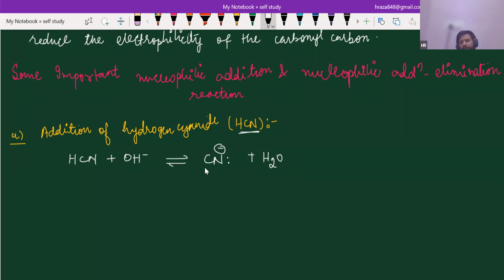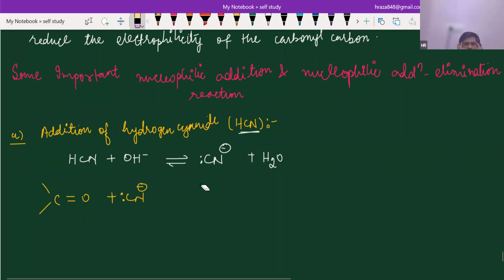Now this CN minus is more reactive than HCN, and see there is a carbonyl compound. It can either be an aldehyde or a ketone, and there is CN minus. That is basically a carbon double bond. Carbon has a lone pair. Now see what will happen. Can anyone tell me how this carbon has a lone pair now? Can anyone tell me why carbon has a lone pair?